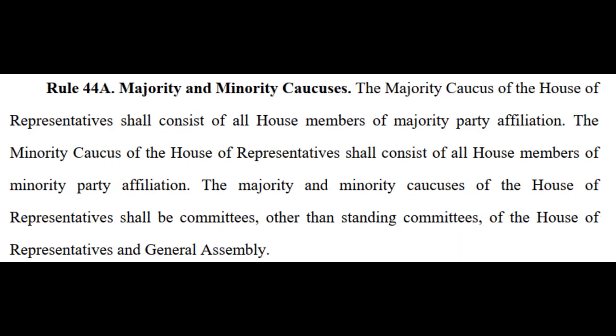Rule 44A. Majority and Minority Caucuses. The Majority Caucus of the House of Representatives shall consist of all House members of majority party affiliation. The Minority Caucus of the House of Representatives shall consist of all House members of minority party affiliation. The Majority and Minority Caucuses of the House of Representatives shall be committees, other than standing committees, of the House of Representatives and General Assembly.